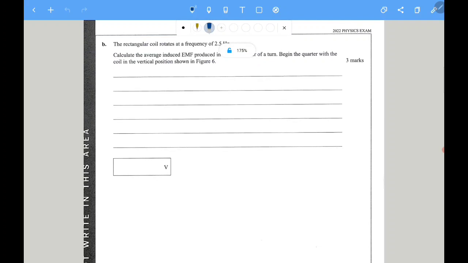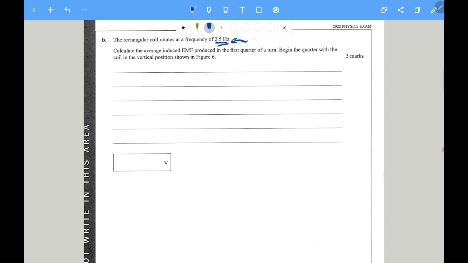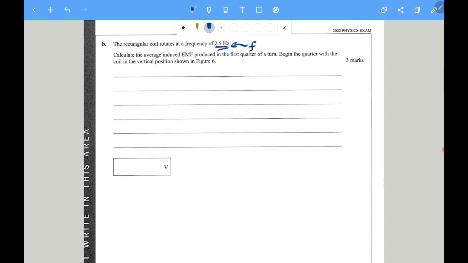Part B. The rectangular coil rotates at a frequency of 2.5 Hertz. We have to calculate the average induced EMF produced in the first quarter of a turn. So we're going from maximum flux to zero flux. Maximum to zero flux, so that is our change in flux. We have to begin the quarter with the coil in the vertical position. All right, so that's cool.